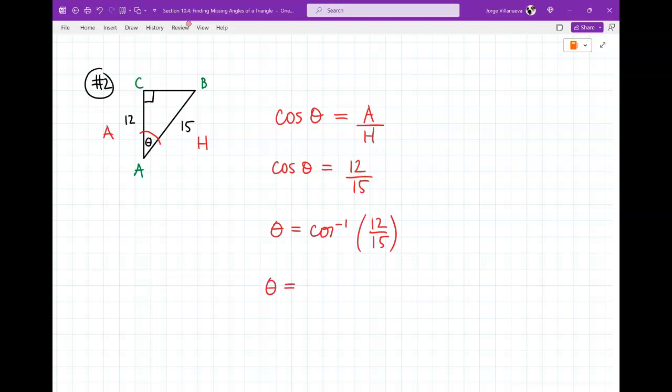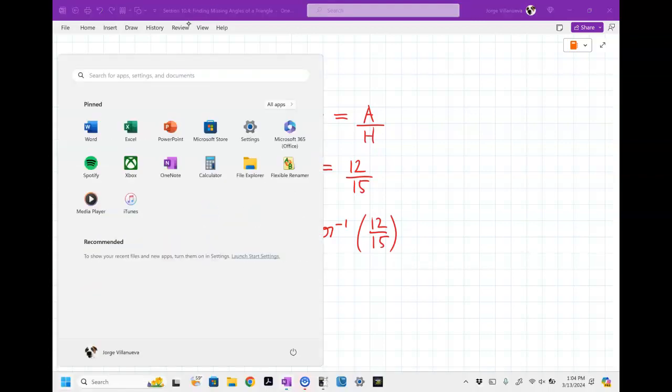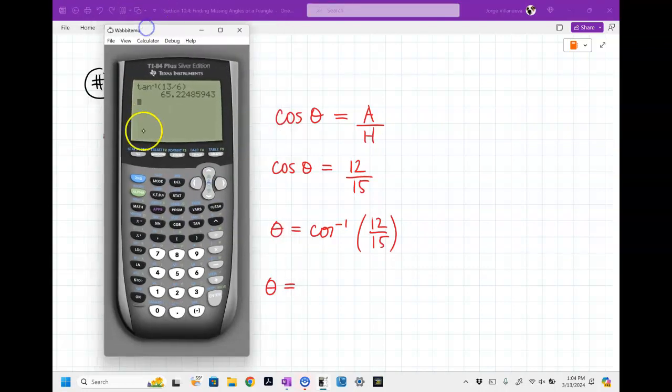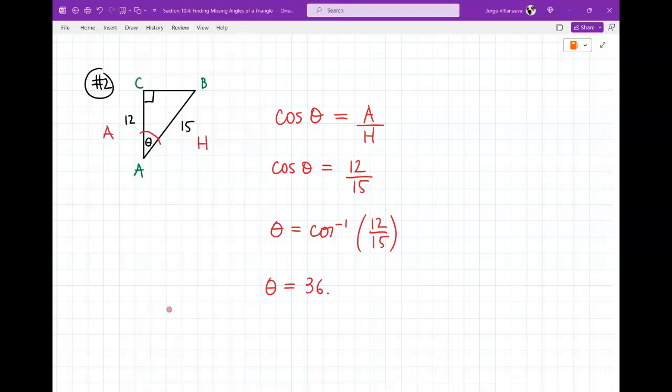And since I don't know what this value is going to be, what's cosine inverse of 12/15? Let's put it on our calculator here. 36.9. Let me just put it up here so that people on the video can see it. All right, so I'll put four numbers after: 36.8699, and then round to the nearest tenth. So you said 36.9.